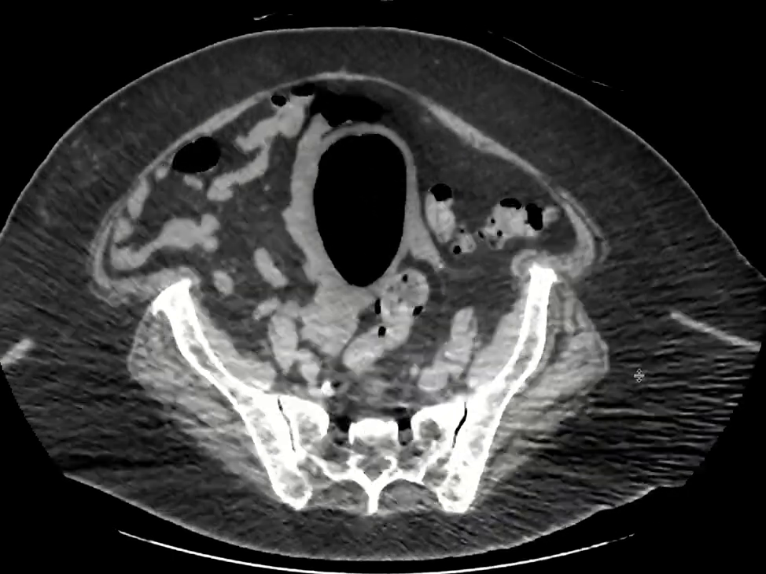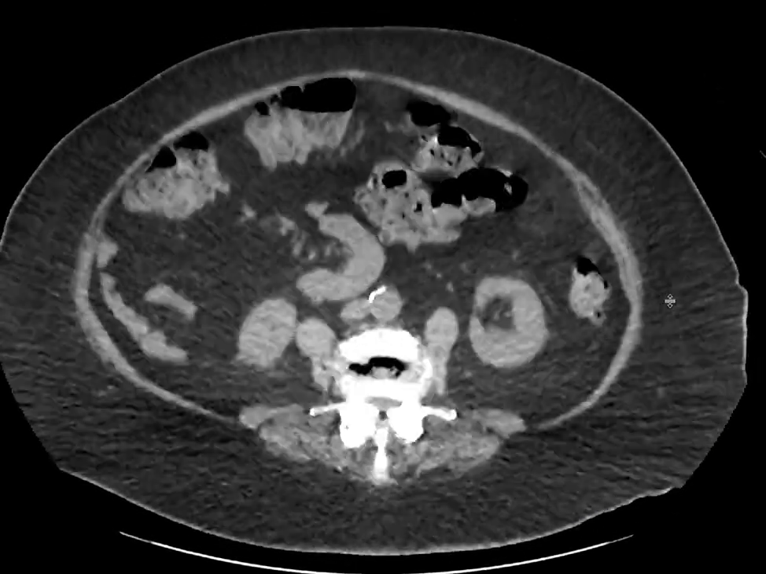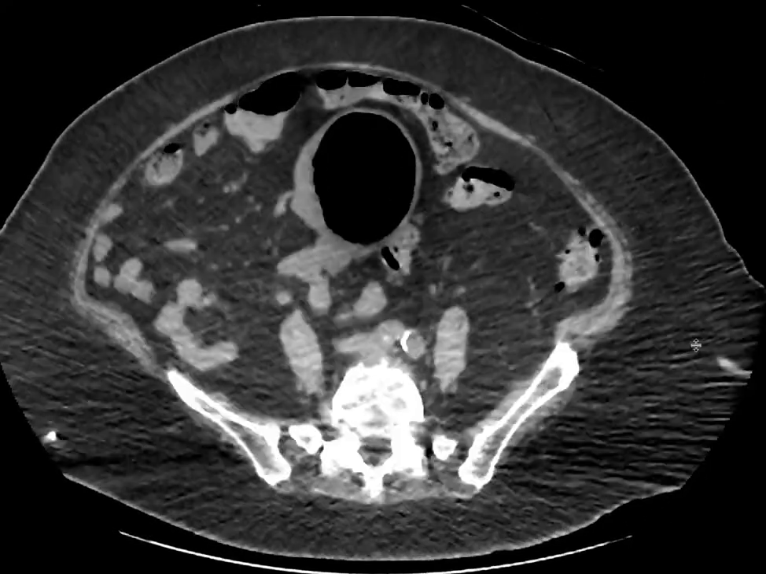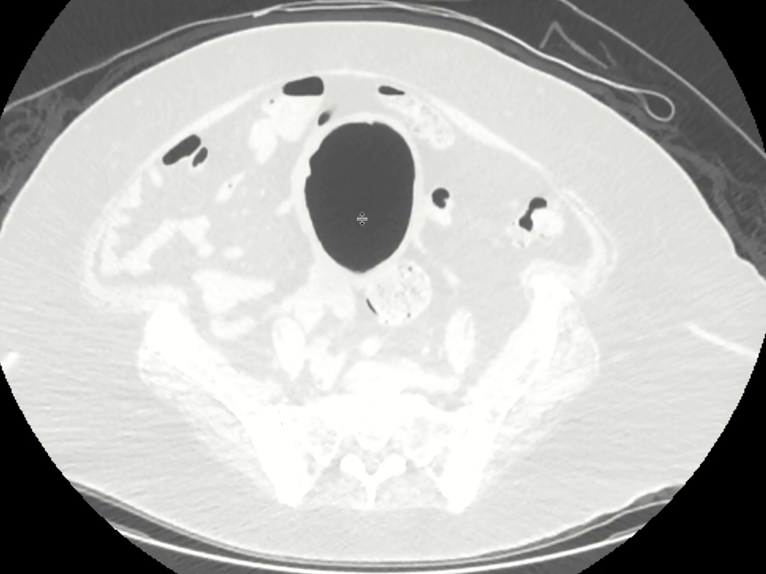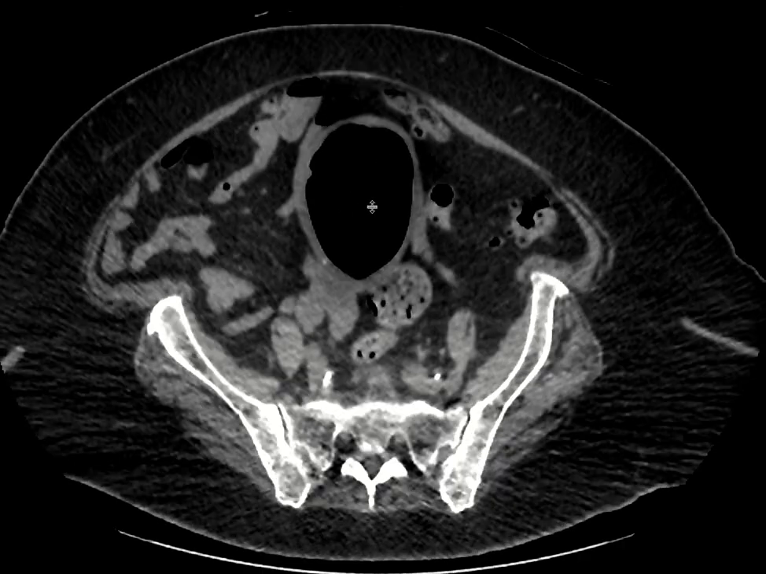Here's a CT of the abdomen and pelvis that was performed on a patient with abdominal pain. And we can see here within the pelvis there's this gas-filled structure. I'll just put it on the lung windows to be able to show that this is indeed gas and not fat. But there's gas here within the structure here.